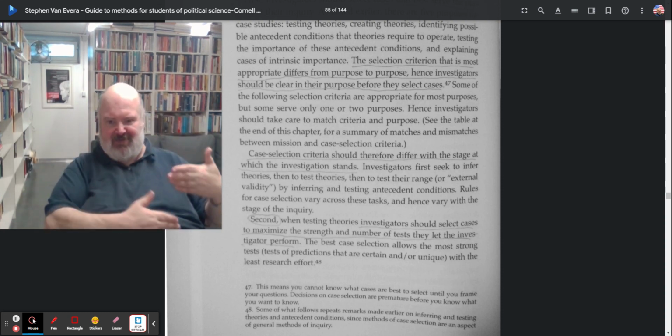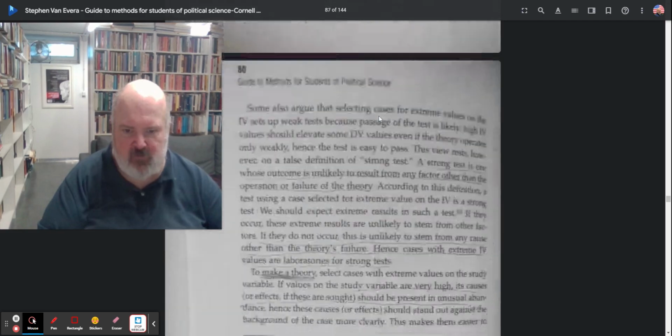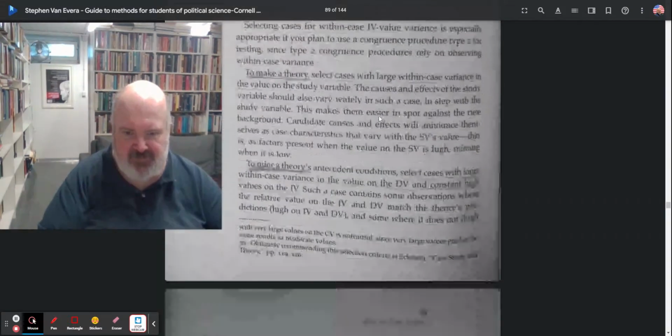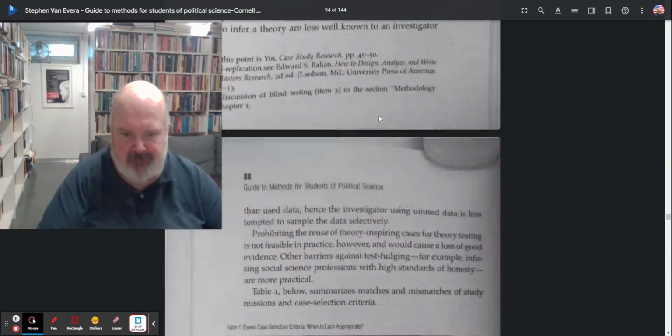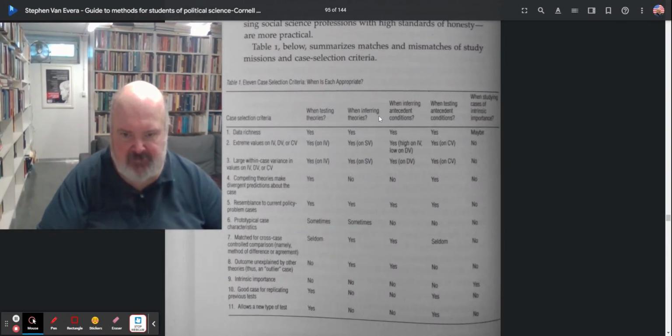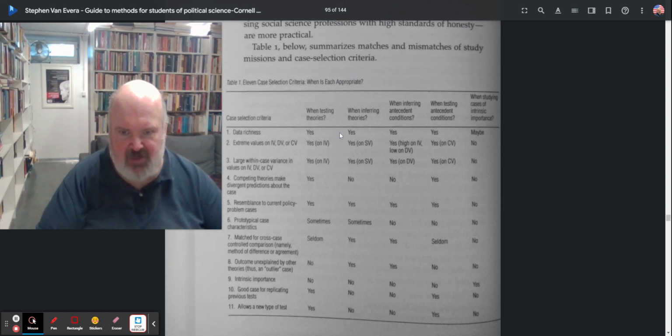Now, this is what he's going to do. He's going to look at every single thing, and at the end he has this little thing on page 88. These are the criteria, the cross-case collection criteria, the 11 of them. Here they are, and this is when each is appropriate, and when it's not appropriate, okay?